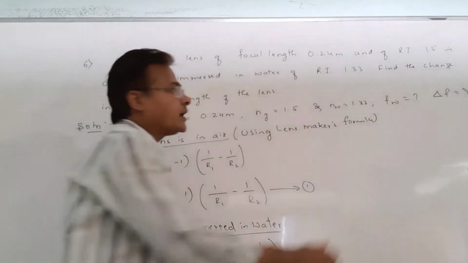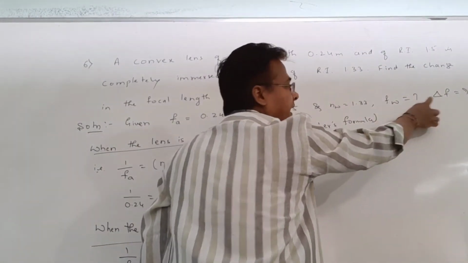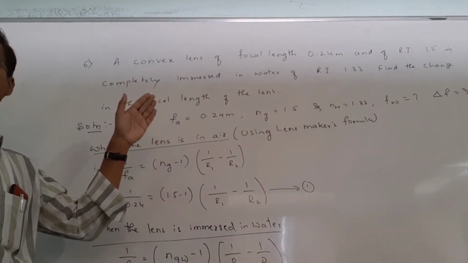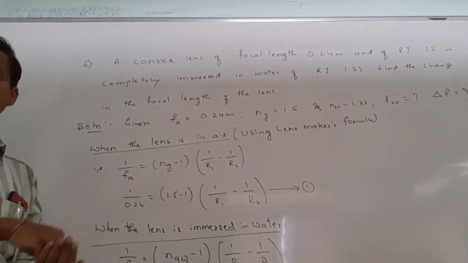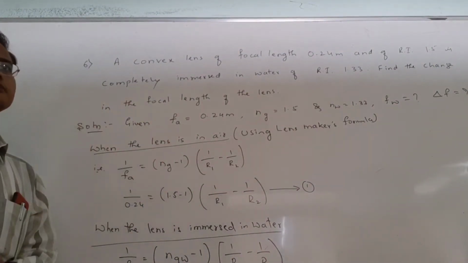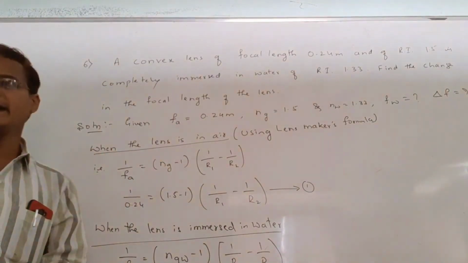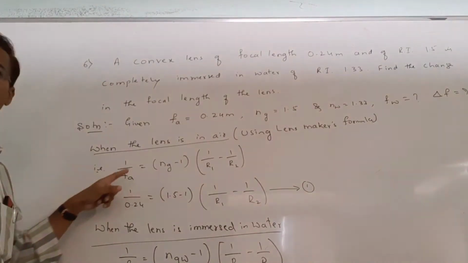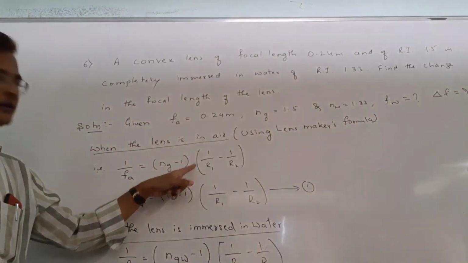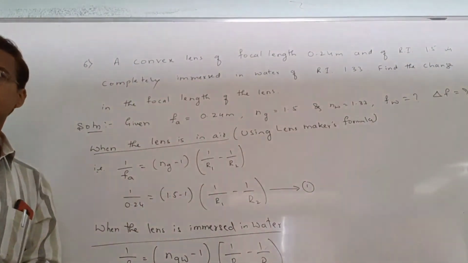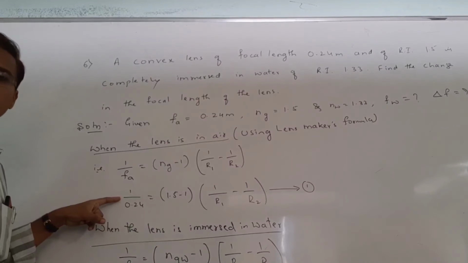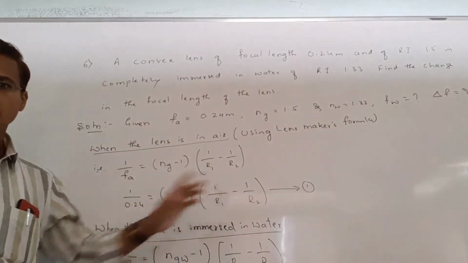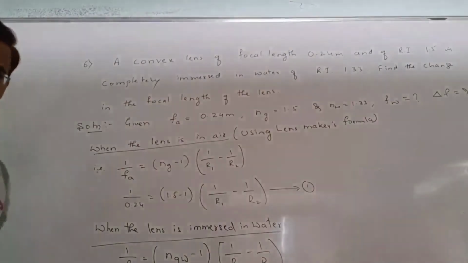So what do we have to find out? We have to find the focal length in water, and the change in focal length also. If you know the focal length of the lens immersed in water, then we can calculate the change in the focal length. When the lens is in air, using the lens maker formula, 1 by Fa equal to (Ng minus 1) bracket 1 by R1 minus 1 by R2. So 1 by 0.24 equal to (1.5 minus 1) bracket 1 by R1 minus 1 by R2.